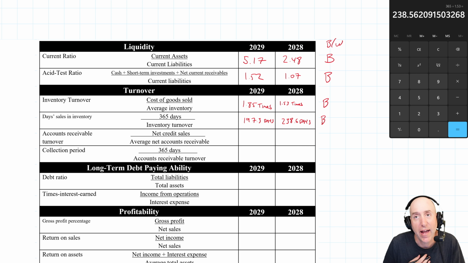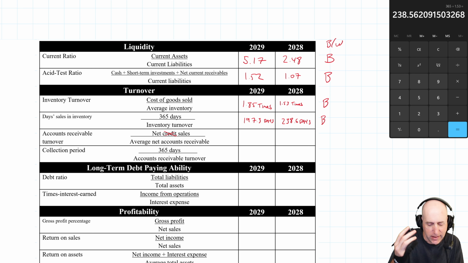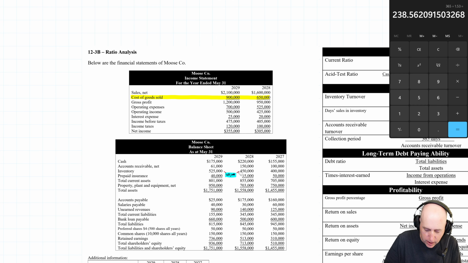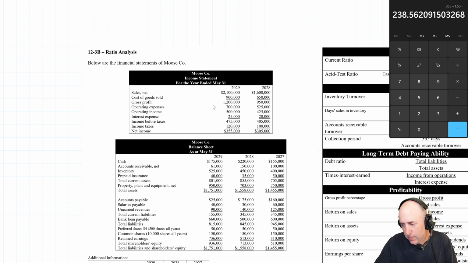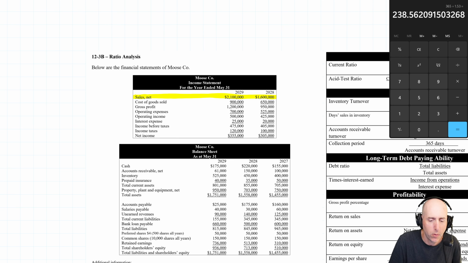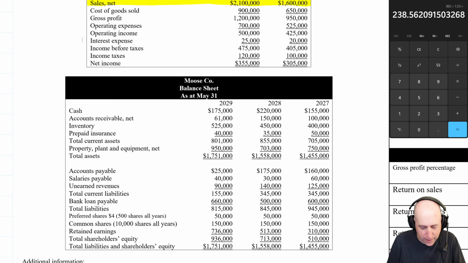AR turnover, net credit sales. A lot of times we don't have that information, so we just use net sales as a proxy, and that's the top number on the income statement, divided by average AR. Okay, so net sales divided by average AR. This will be different for different companies, how important it is. There are companies that don't make a lot of sales on account, in which case, who cares about their AR collection period if they don't have significant AR? But most companies will have significant AR, and we've got to do the average AR.